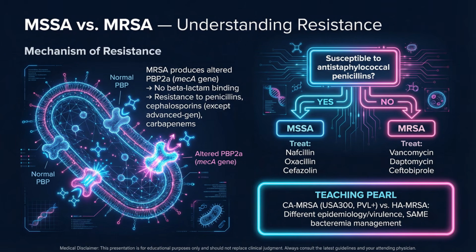This single genetic change renders MRSA resistant to virtually all penicillins, carbapenems, and most cephalosporins, with the key exception of the advanced generation agents, which we'll discuss. As a teaching pearl, it's also useful to know that community-acquired MRSA, which is often the USA300 strain and PVL positive, differs from hospital-acquired MRSA in its epidemiology and virulence, but the core principles of bacteremia management remain the same.